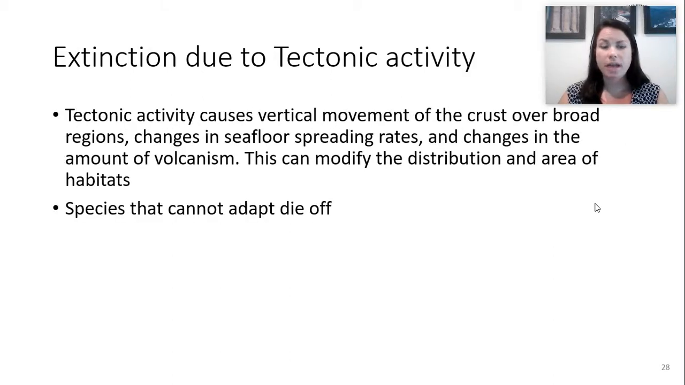Extinction due to tectonic activity. Tectonic activity causes, for example, vertical movement of the crust over a large region. That means there could also be changes in seafloor spreading and changes in volcanism. So this can contribute to changes in the distribution of an area and the habitat, and some species cannot adapt to that. If a species was at sea level and suddenly has been pushed up a few thousand feet and isn't able to adapt to that, then the species may die off.